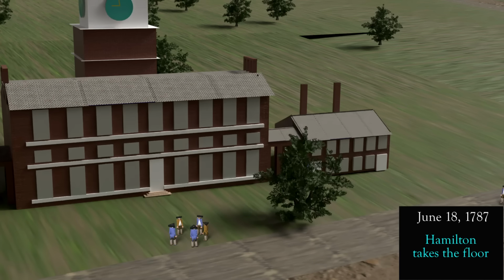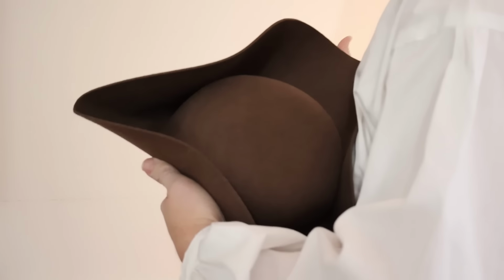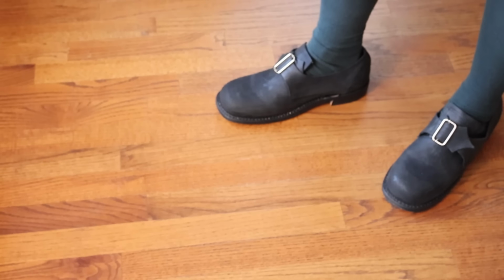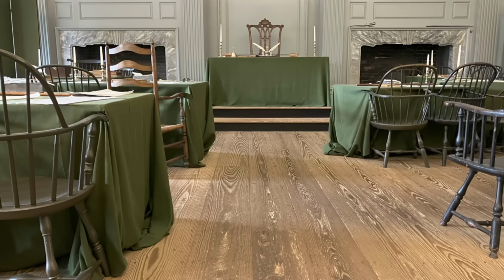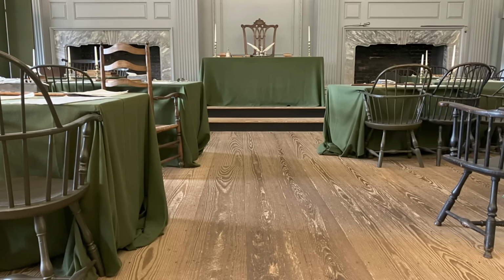June 18th, Alexander Hamilton takes the floor. He opposes both plans, but especially the New Jersey plan, as it grants too much sovereignty to the states. Hamilton is insistent that no state laws can be contrary to the national government, nor can the states have militias independent of national control. Hamilton desires a strong executive, and he freely uses the word monarch to describe this executive, who would govern for life.